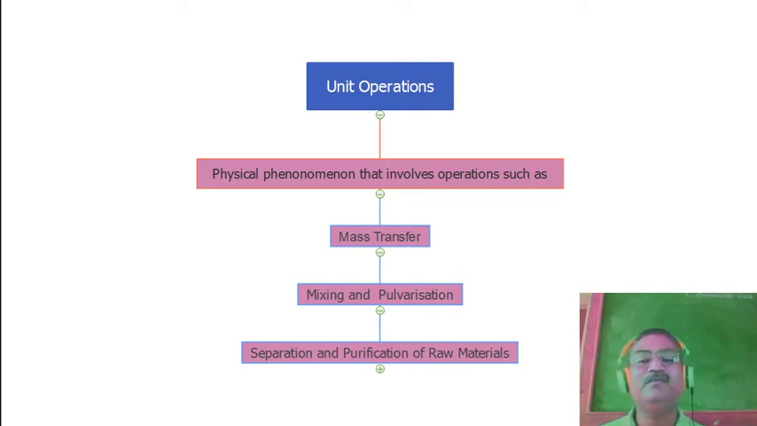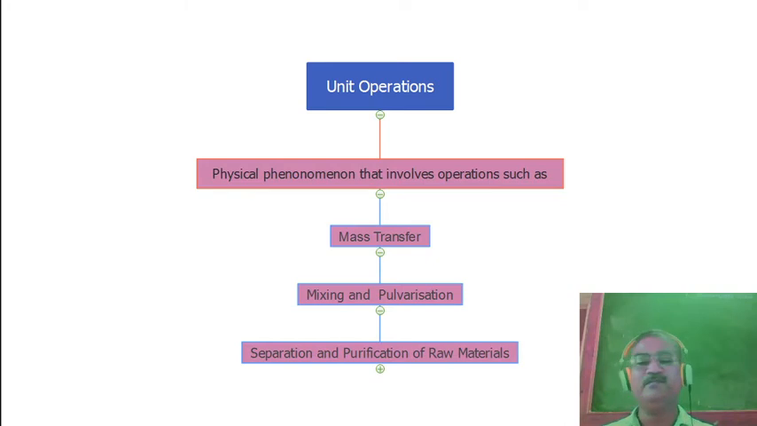Then next is the separation and purification of raw material. No doubt, the crude raw material needs to be separated from its impurities, dust and other material. So separation and purification of raw material is essential. So mass transfer, mixing and pulverization, separation and purification of raw material, these are some regularly used operations which can change the physical form of raw material. So this is the simplest definition related with the particular unit operation.